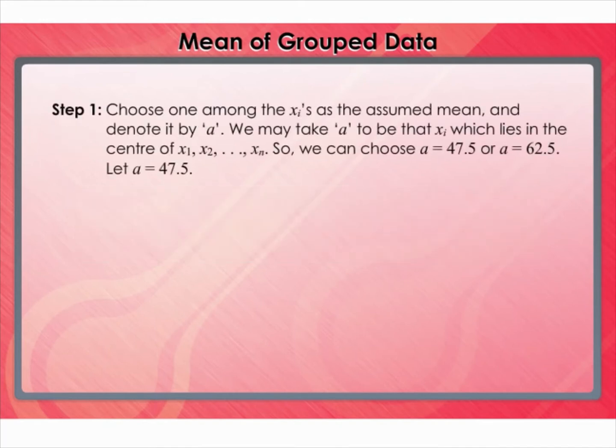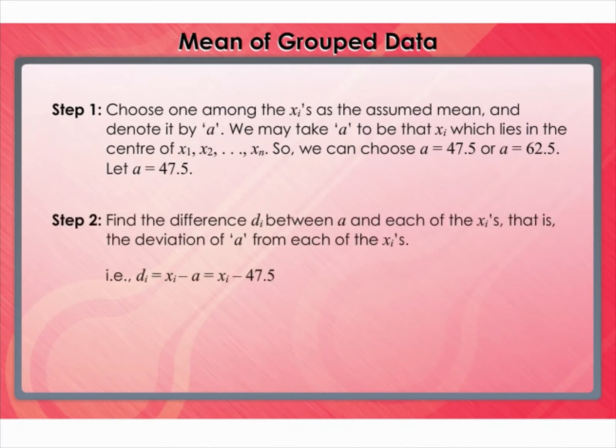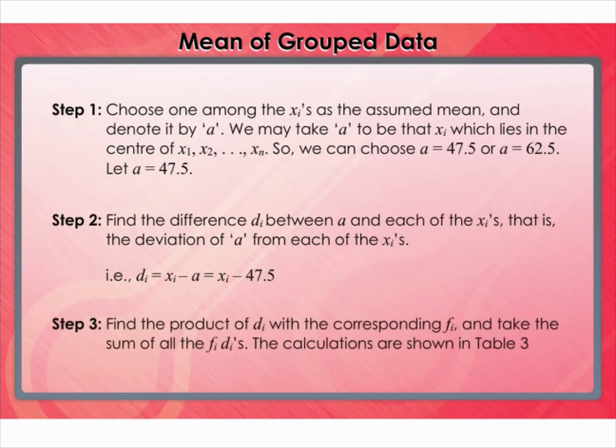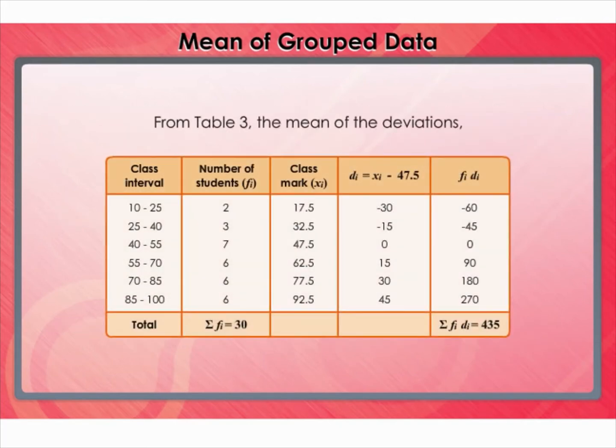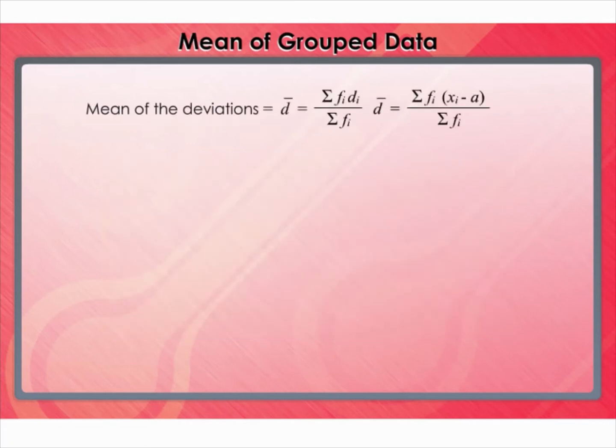Sometimes, when the numerical values of xi and fi are large, finding the product of xi and fi becomes tedious and time-consuming. So for such situations, let's try a method of reducing these calculations. Now let us find the relation.